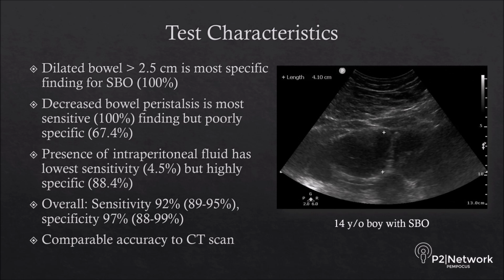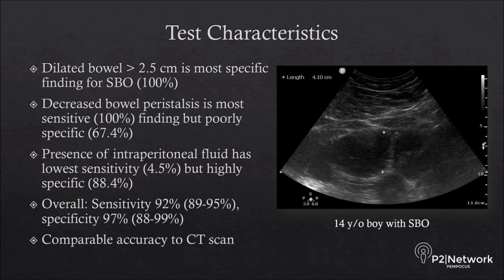Let's talk about the test characteristics for small bowel obstruction. According to a systematic review by Pourmond et al., the presence of dilated bowel over 25 millimeters or 2.5 centimeters has the highest specificity among other criteria in diagnosing SBO. Decreased bowel peristalsis has the highest sensitivity among other variables, but low specificity. The presence of intraperitoneal fluid has the lowest sensitivity of all, of 4.5%, but a high specificity.